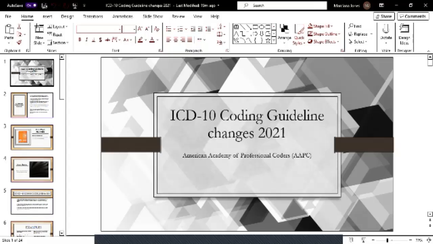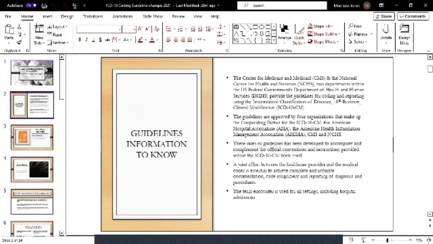ICD-10 coding guideline changes 2021 COVID-19. So here's guideline information to know. The Centers for Medicare and Medicaid, CMS, and the National Center for Health Statistics, two departments within the U.S. federal government's Department of Health and Human Services, provide the guidelines for coding and reporting using the International Classification of Diseases, 10th revision, Clinical Modification, which is the ICD-10-CM.